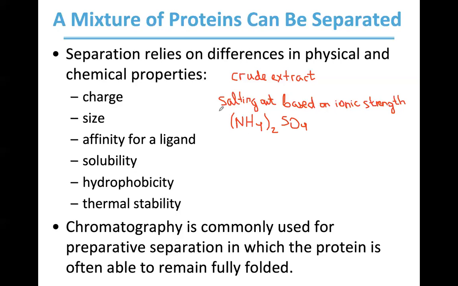The second thing, now salting out, let's call this one. The second thing you can do before you do any further purification is dialysis. Does anybody know what dialysis is?